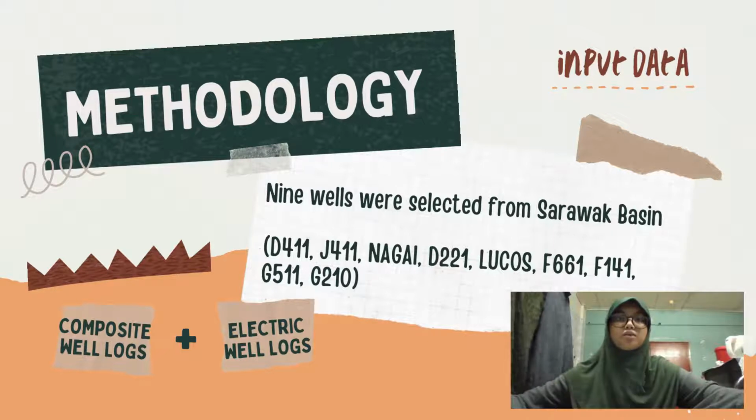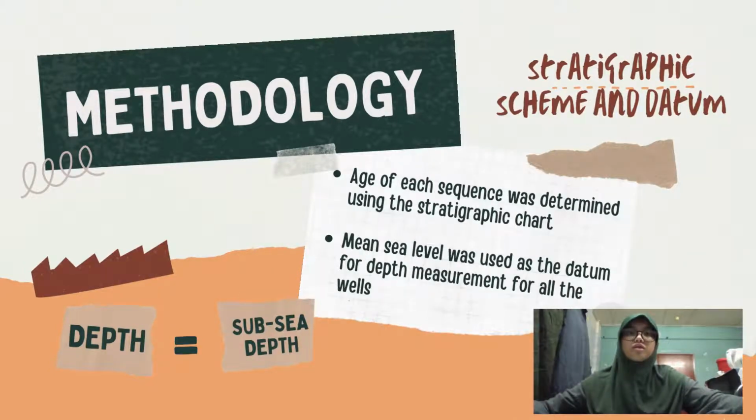So the total depth is also incorporated, which also indicates that all the data below the total depth was not obtained from the well, but from the seismic or based on the information from nearby wells. So once the stratigraphy boundaries are set, the age of each sequence is determined using the stratigraphic chart, and the mean sea level is used as the beacon for depth measurement for all of the wells, which means that all the depth values for the top of each formation from composite well logs has been converted from depth to subsea depth.